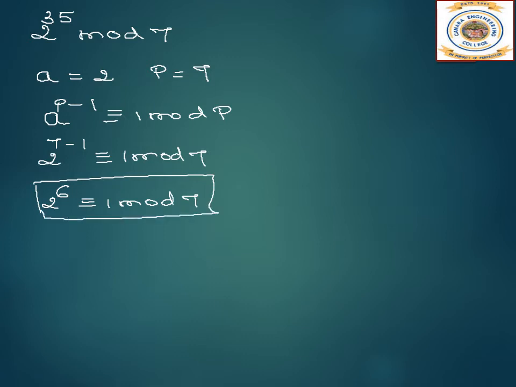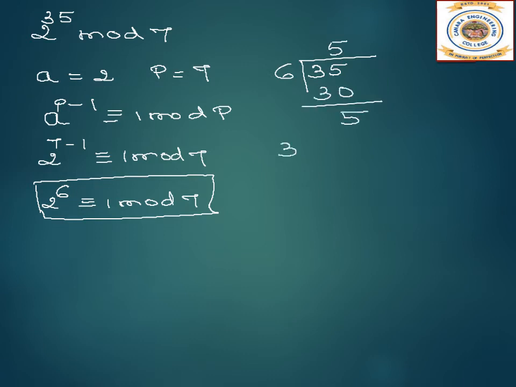Now we have 2^35. First I will divide 35 by 6. If I do this, I get 5 as the quotient; this is 30 and I get 5 as a remainder.